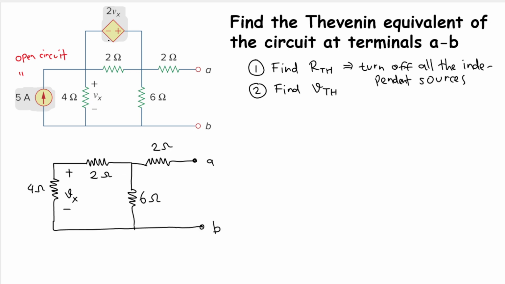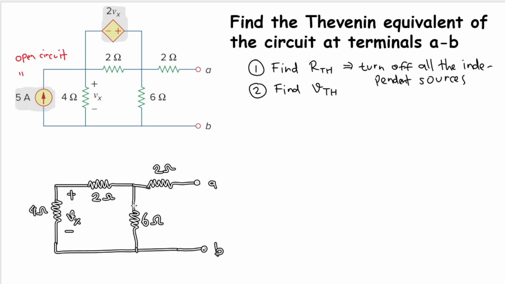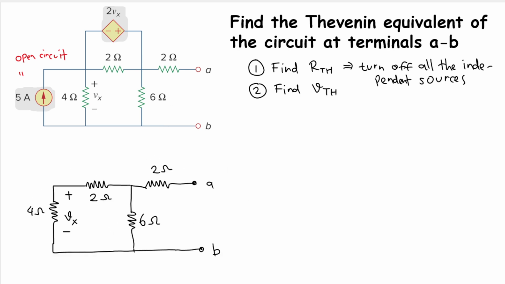But remember, we still have this dependent voltage source. Maybe let's move it a bit to the bottom here, so I get some room. And we still have that dependent voltage source. So let's draw that. We'll have this one here, like this, and the value will be 2Vx.